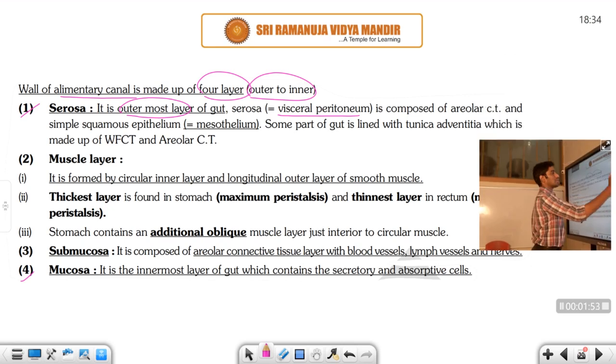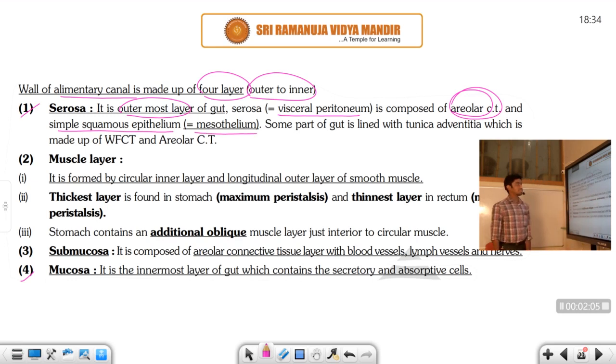It is composed of areolar connective tissue. Here CT represents areolar connective tissue. And simple squamous epithelium, it is a mesothelium. Okay, mesothelium. Its origin is mesodermal only.